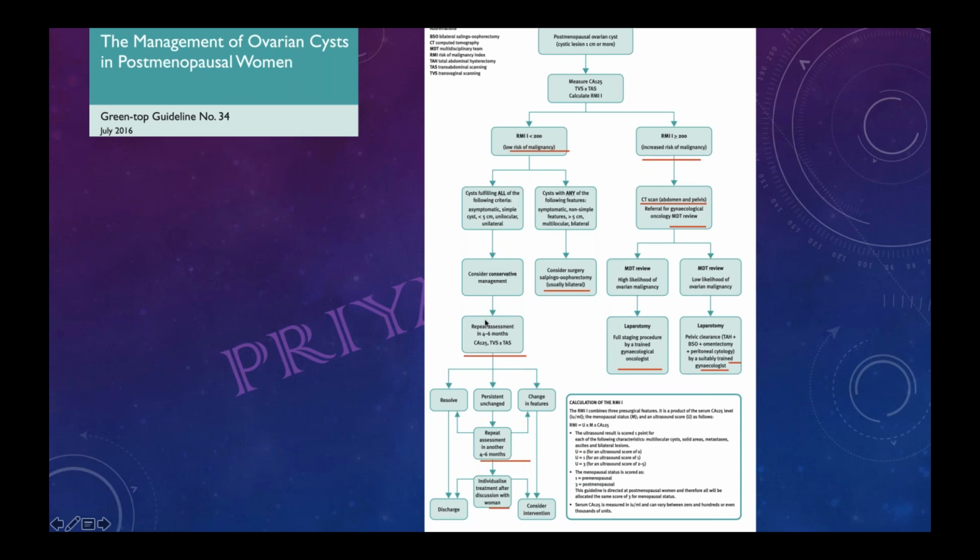If it is a single cyst, no symptoms, less than 5 centimeter, one loculus and unilateral, then this is the diagnostic scan. They will do a repeat scan at 4 to 6 months. In the second scan, if it is unchanged, they will do a repeat scan. After that, individualization of treatment will be done. If it is resolved after the 1st and 2nd scan, she will be discharged. But if there is any change in symptoms or anything, then intervention, which will be bilateral oophorectomy.